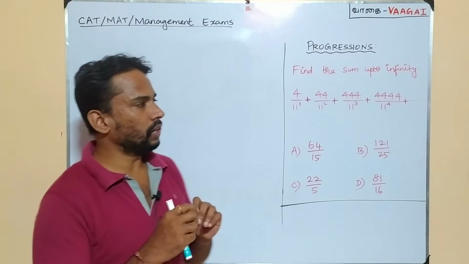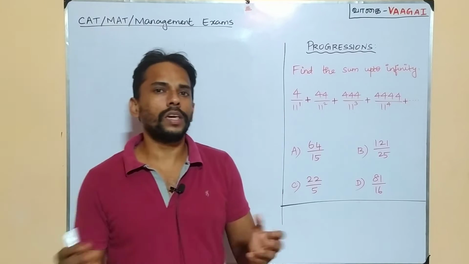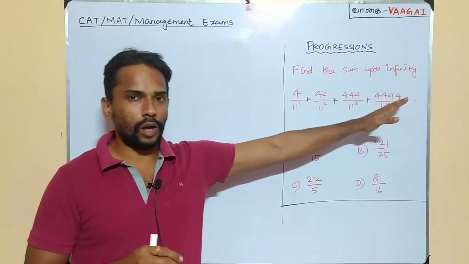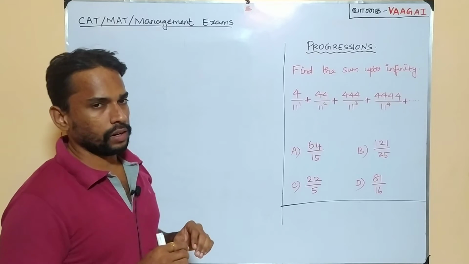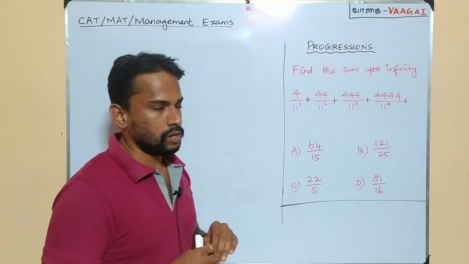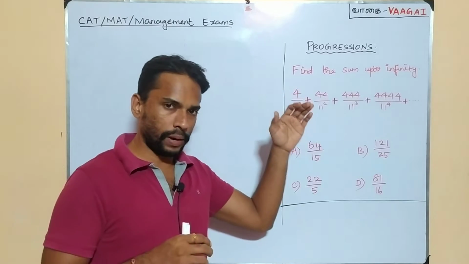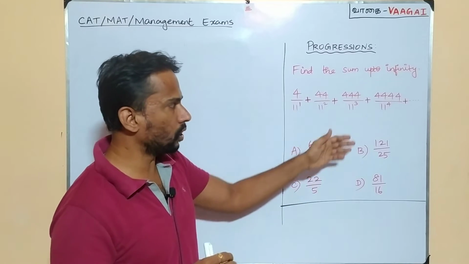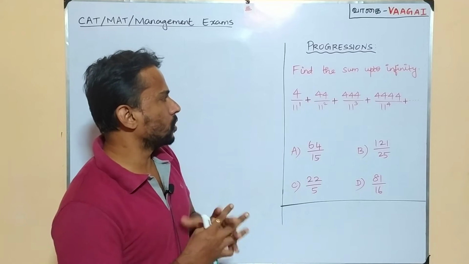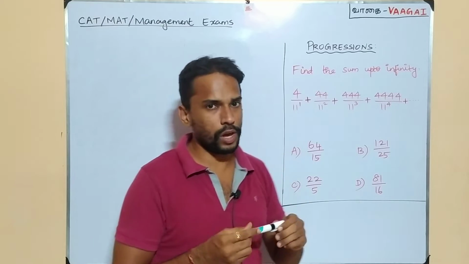This session we again have an interesting question from the concept of progressions. Let us see what question is here with us. Find the sum taken up to infinity. We have an interesting series given here: 4 by 11 power 1 plus 44 by 11 power 2 plus 444 by 11 power 3 plus 4444 by 11 power 4 and so on. This is the series given to us, for which we are supposed to find the sum up to infinity.